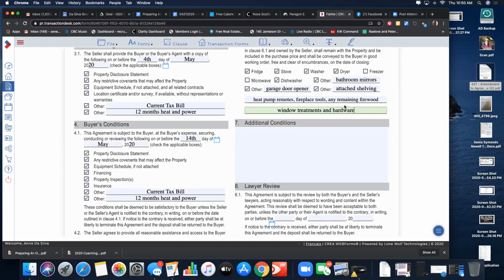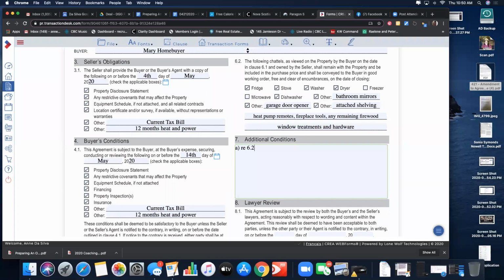If there's a pool, you want pool equipment. If it's central vac, you want the attachments, so that they're not just leaving the canister and walking away with the broom head. You need to be very specific. And if you have more things than fit in here, you would say here, for example, or on an additional schedule, you would say re 6.2, the following items to be added to this clause and are subject to the terms therein. Pool equipment, blah, blah, blah.